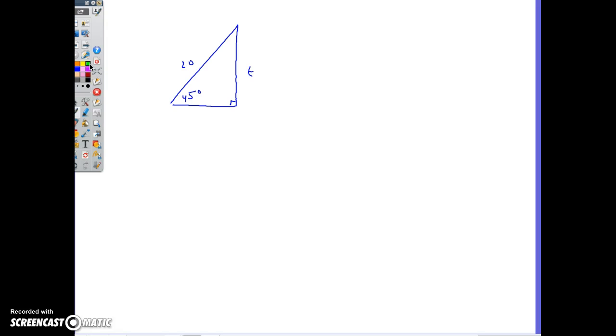Tell me what the opposite side is. How's it labeled in my diagram? Opposite of 45 degrees. What's the opposite side? Yeah, T. So this is the opposite side. Where's my hypotenuse? Borwick. 20. Where's my adjacent? Borwick. The other one. I like it. That's well done. Well said.